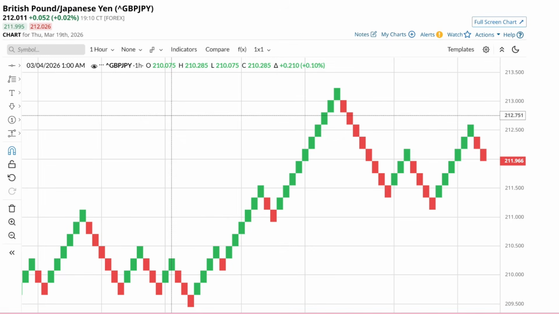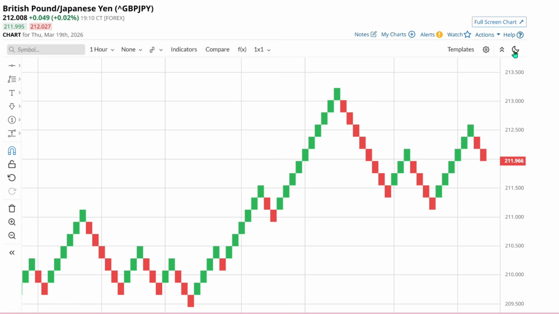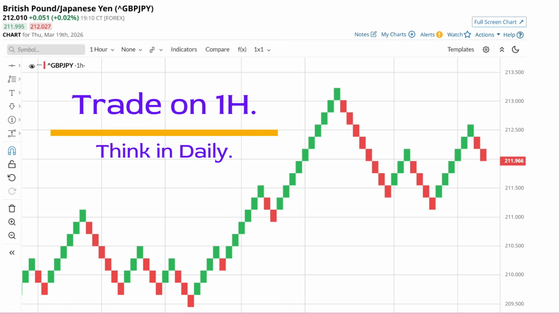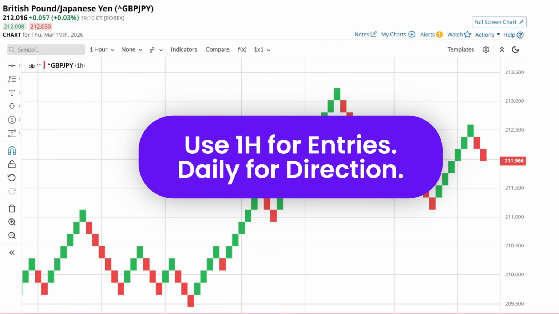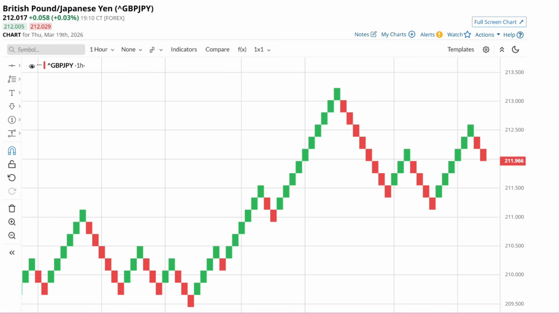Here's one more practical way to use time frame in your Renko setup. Let's say you like trading on the 1-hour chart, especially for Forex. That's perfectly fine. Your entries, exits, and backtesting should all be based on that 1-hour setup. But you can improve your decisions by stepping back and looking at a higher time frame, like the 4-hour or even the daily chart. Think of it as context.